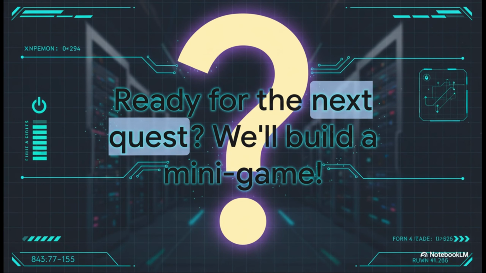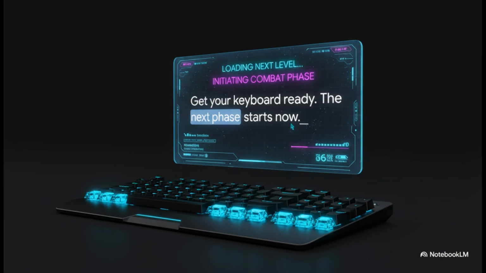So, are you ready for the next quest? Because in our next explainer, we're ditching the tutorial and we are jumping straight into gameplay. We're going to build an actual minigame project using loops and everything else you've learned so far. That's right, it's going to be your inventory, your decisions, and your loops, all working together, just like in a real game. So get your keyboard ready. The next phase starts now.